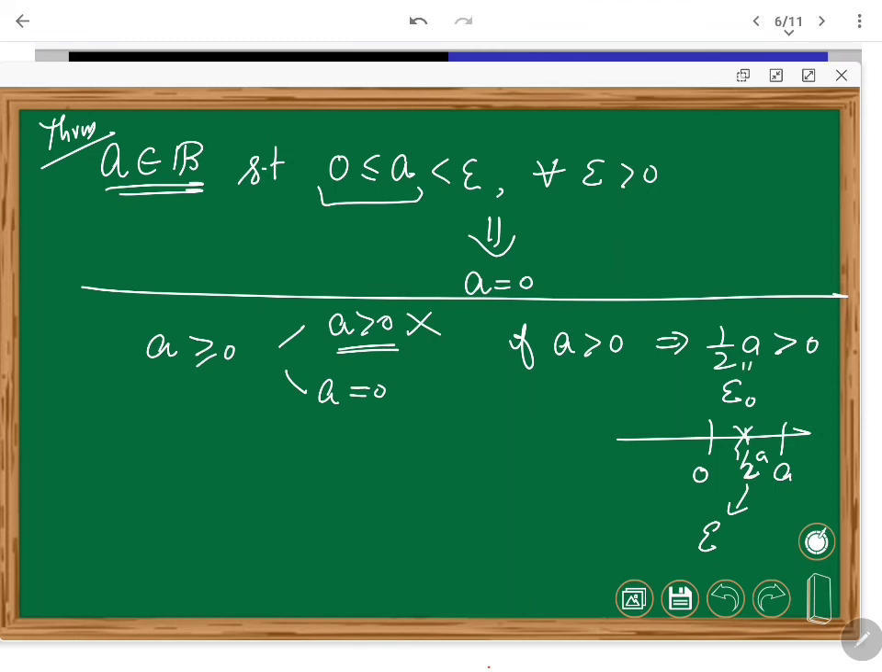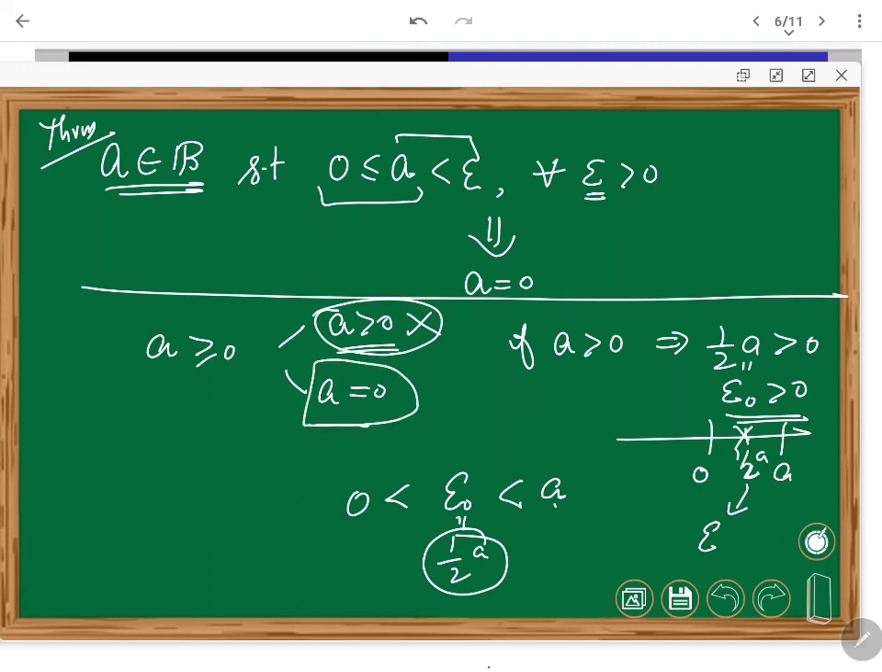So if I call epsilon naught as half A, this is a strictly positive real number, and our above argument will say that epsilon naught, which is half A, is strictly less than A. This is obviously a positive real number. So we have a candidate for epsilon which is strictly less than A, which is not possible by this. Any positive real number must satisfy A is strictly less than epsilon. That is a contradiction to that fact. So the only possibility is that A must be 0.